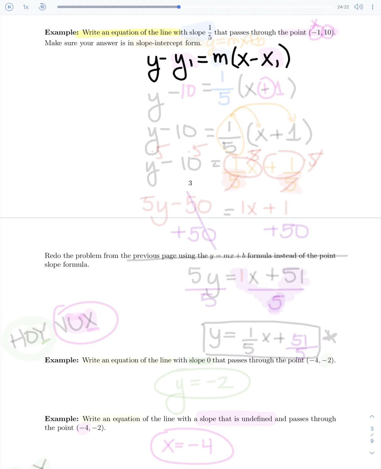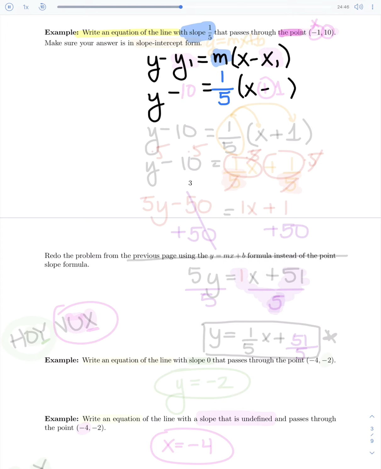So my slope on this one is, let's see, they give me 1/5. That means that's what's going to be going in for my m. So let's go ahead and plug that in. And we've got our equals here, we've got our x minus and our y minus over here. The question is, what point am I going to plug in here?